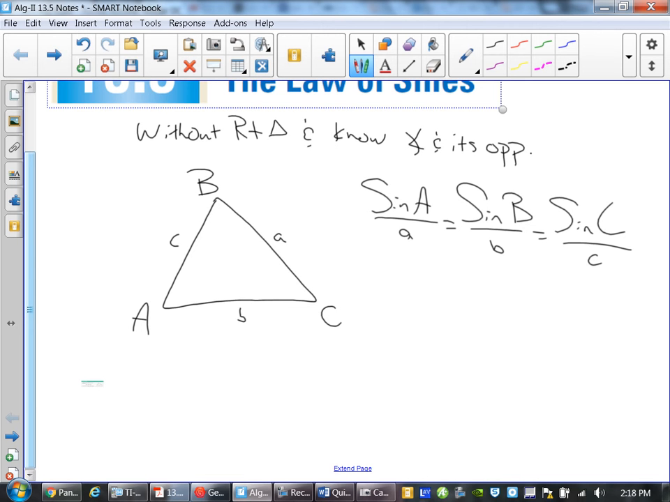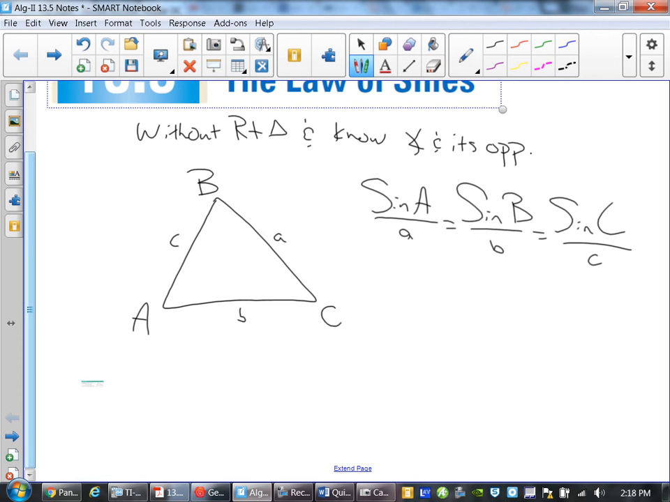What you need to have though, in order to make it work, is you have to have an angle with its side opposite, because if you don't, it won't work. Okay? If you don't have it, it won't work. Yes, ma'am. So does that mean that the sine of angle A over A is equal to the sine of angle B over B? Yep. Okay.